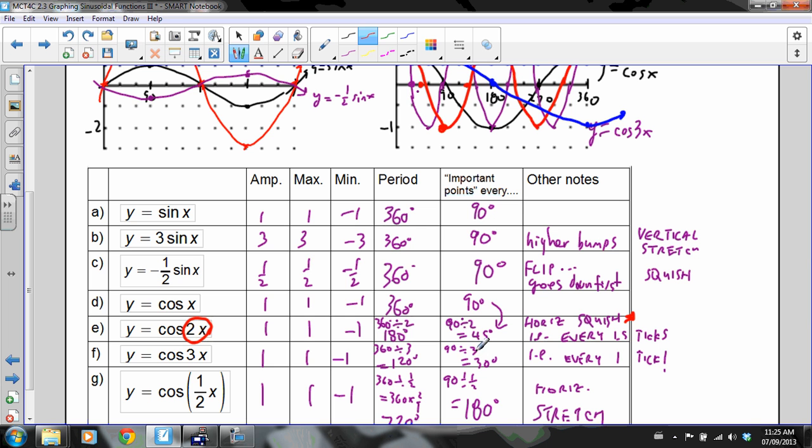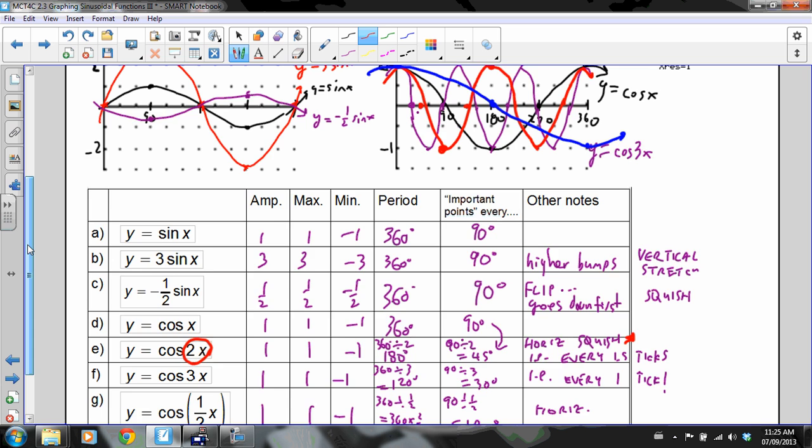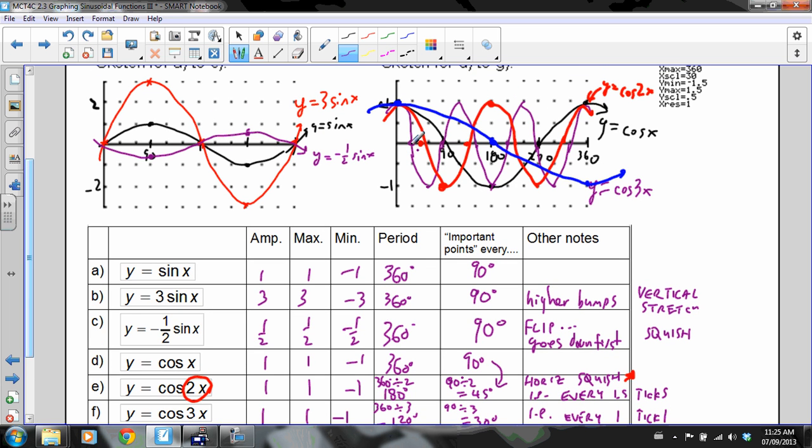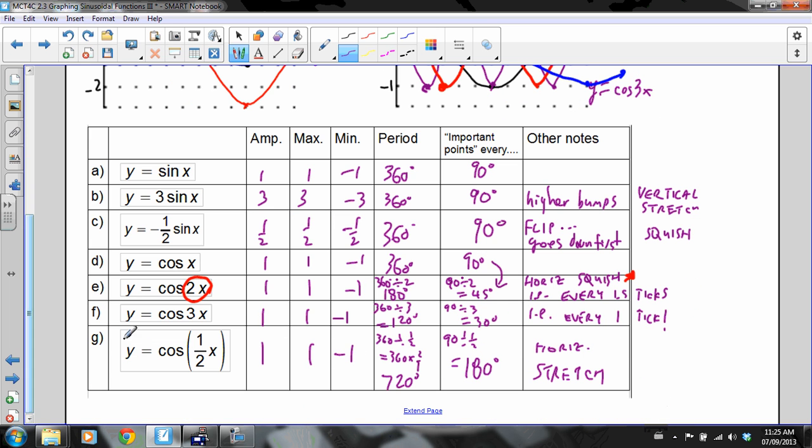And that means the important points normally happened every 90 degrees, but if it was cut and squished by a factor of 3, every 30 degrees. 30 degrees is every tick. So these important points should have happened every tick. Well, every tick an important point. Every tick an important point. See, there's 120, 30, 60, 90, 120. It starts repeating itself, and every single tick has an important point because of this horizontal squish. Cool.